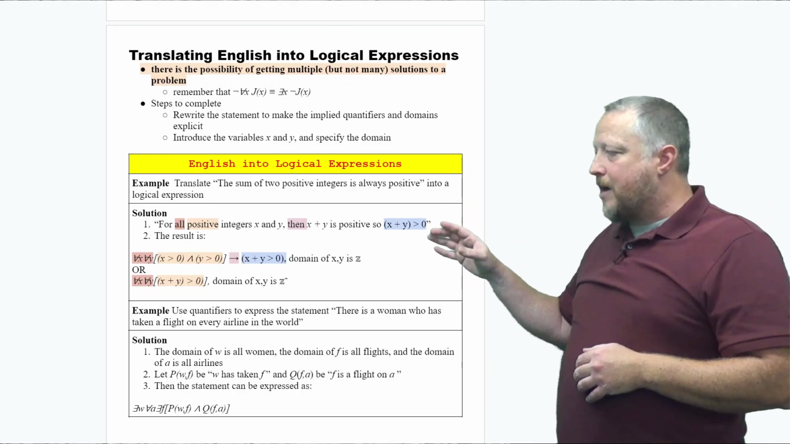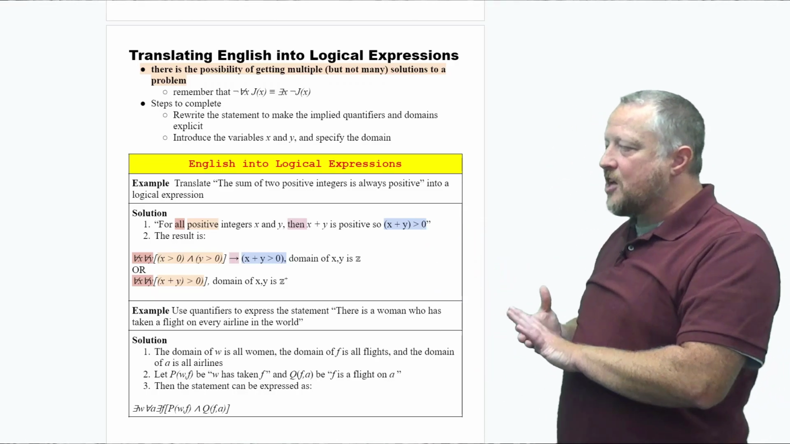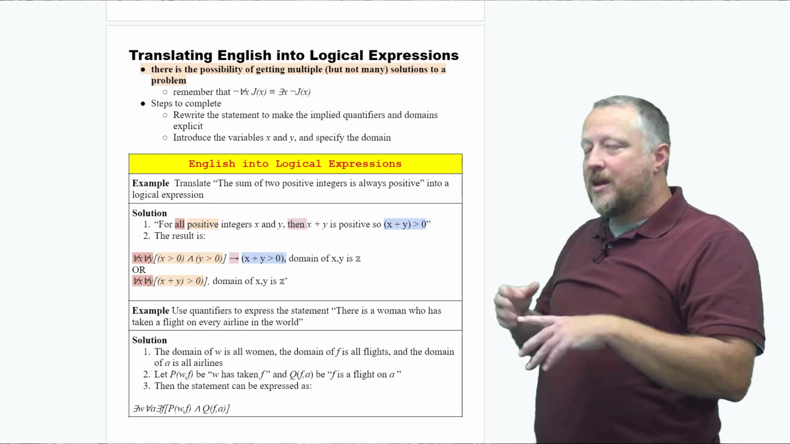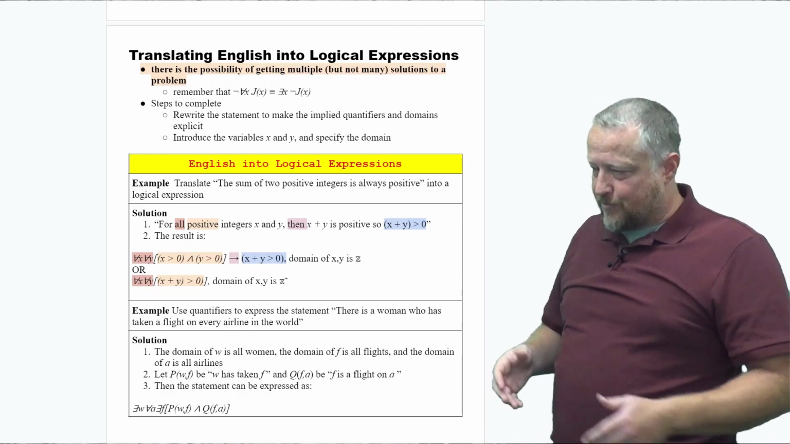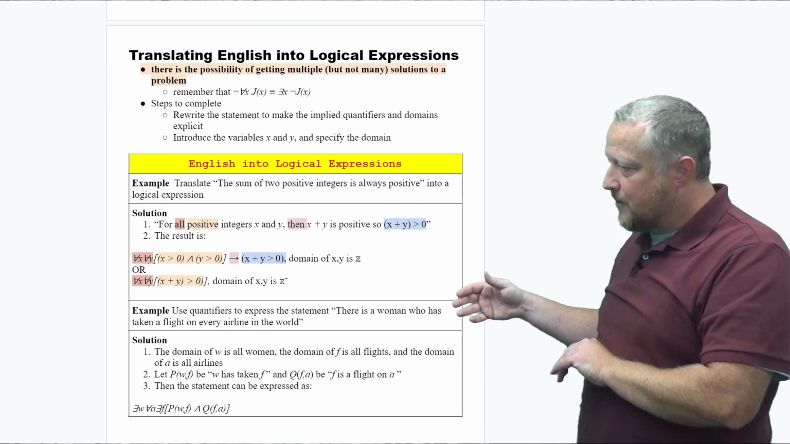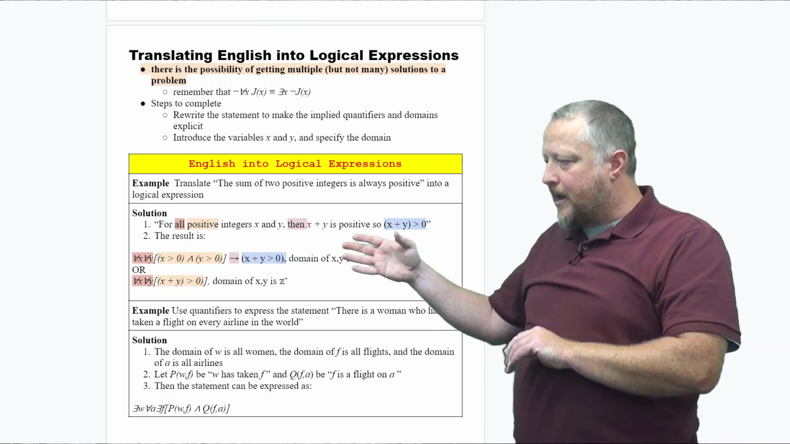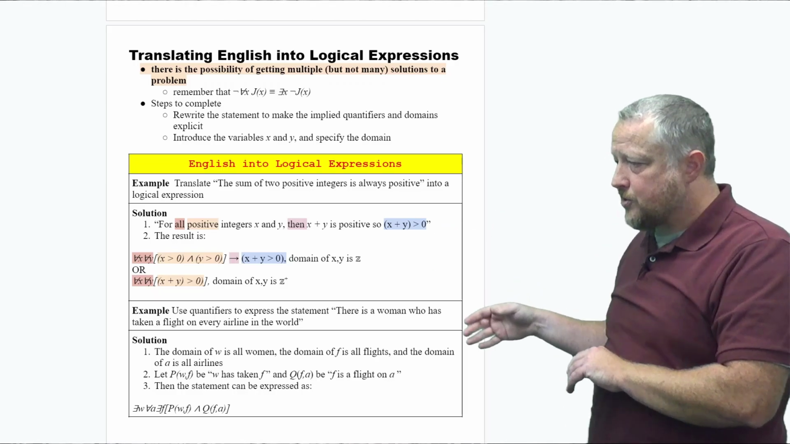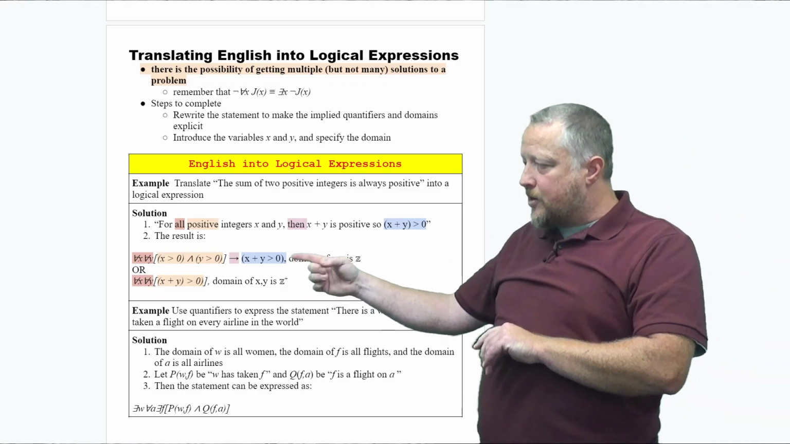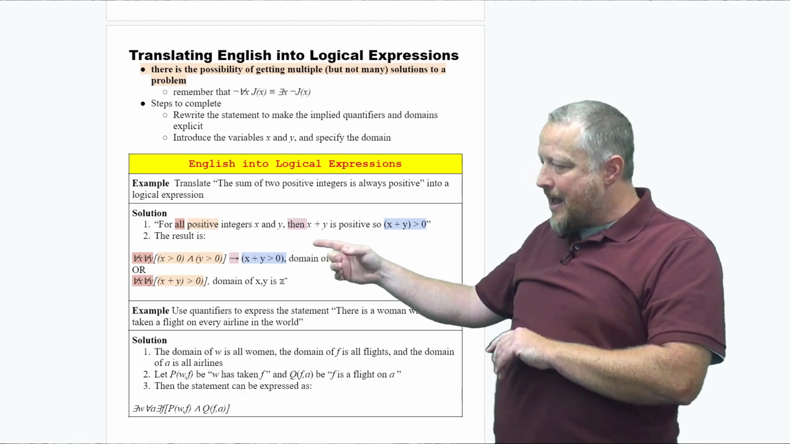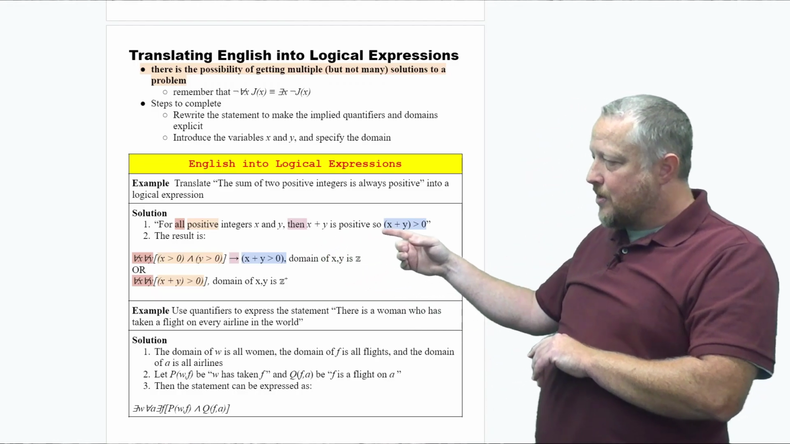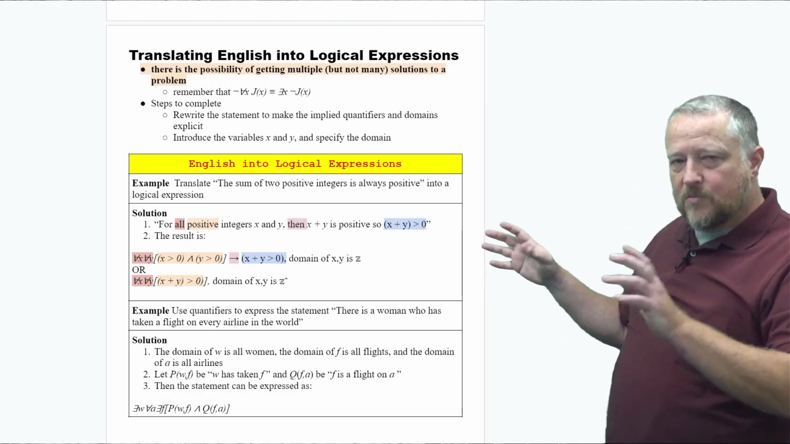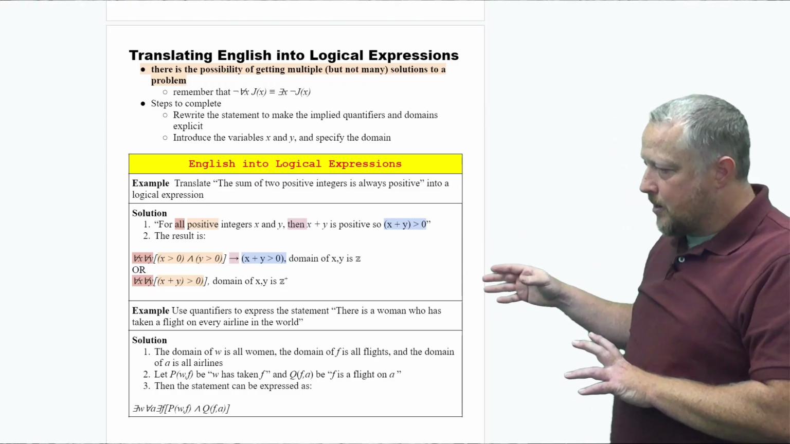So in our first example, we're going to translate "the sum of two positive integers is always positive" into a logical expression. So how are we going to do that? First, number one, we're going to start putting in some more explicit items here and start turning it into some equations. For all positive integers x and y, then x plus y is positive, so x plus y is greater than 0. Nothing crazy about that, okay?